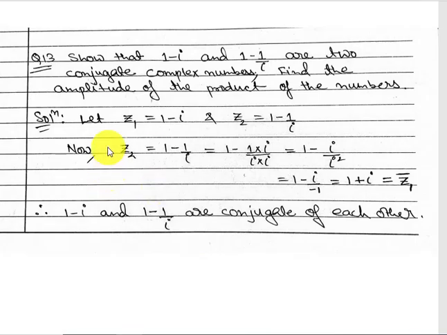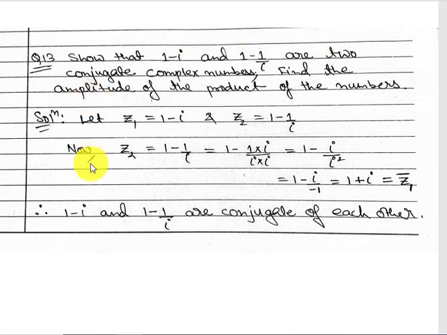Question number 13. Show that 1 minus i and 1 minus 1 upon i are two conjugate complex numbers. That means I have to show that these two are conjugates of each other. Find the amplitude of the product of the numbers. So first, I have to show that these two are conjugates of each other. Secondly, I have to find the product of these two, and then I have to find the amplitude of that product.